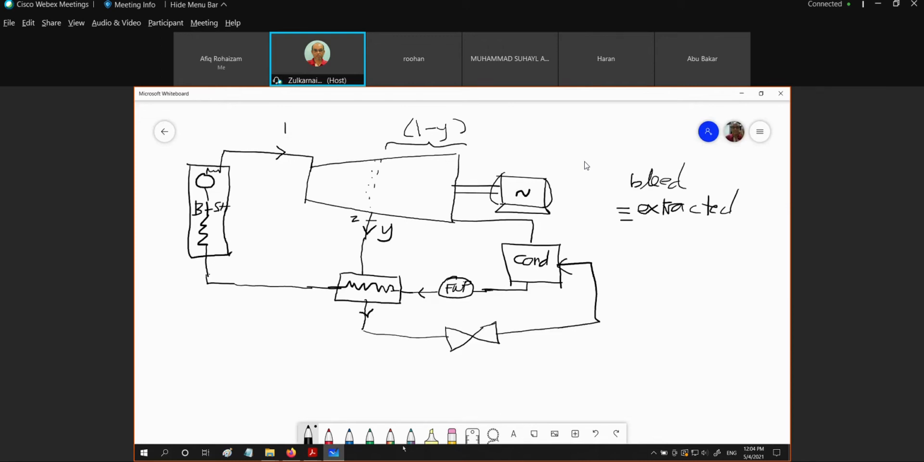Then this 1 minus Y will flow into the condenser to be condensed to liquid form. And also, we are going to mix the condensate from this feed water heater, after the throttling from the pressure of Y, which is at P2, becoming the same as the condenser pressure. Okay, then only we are going to pump, increasing the pressure to the pressure of the boiler and superheater.